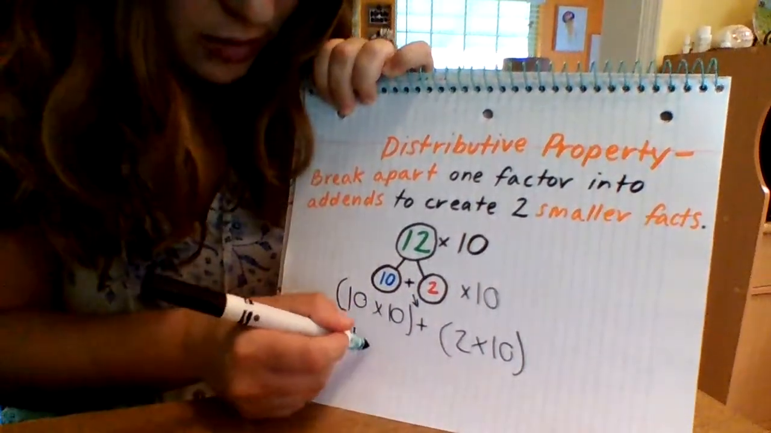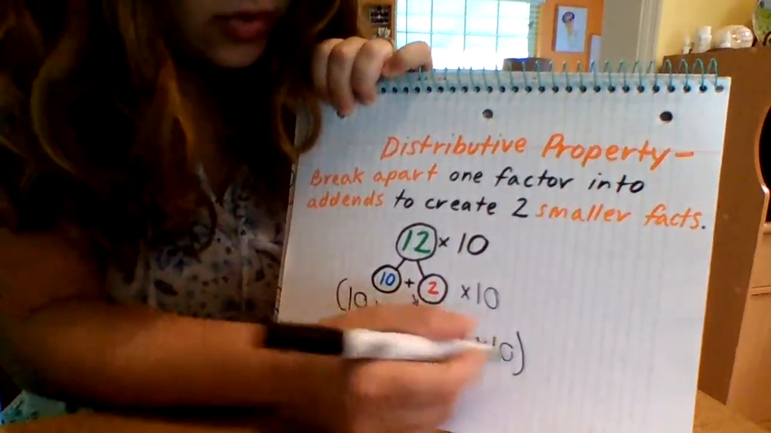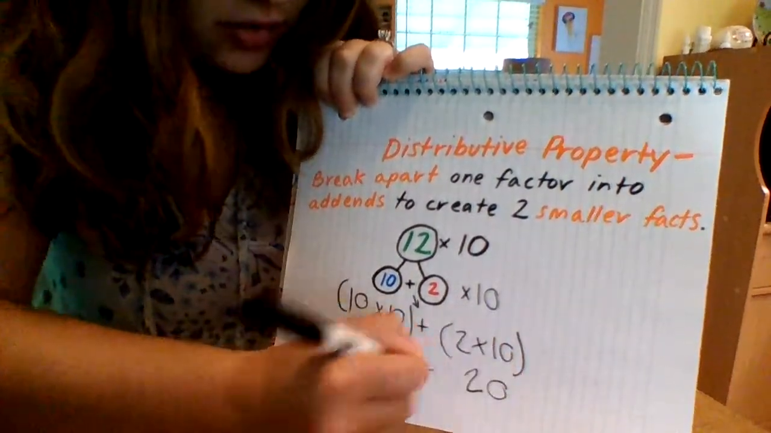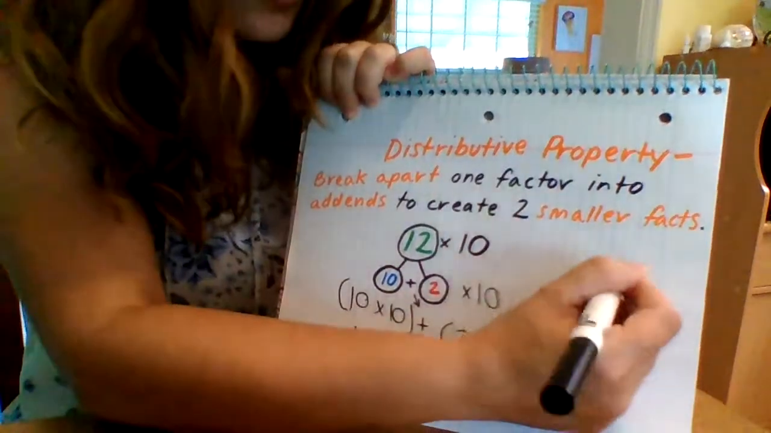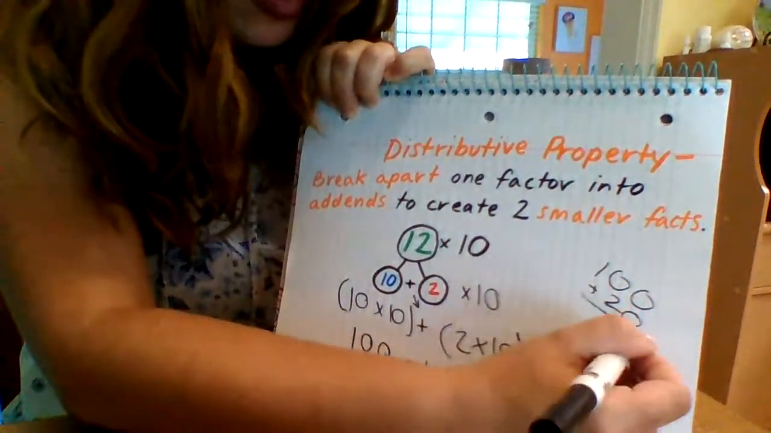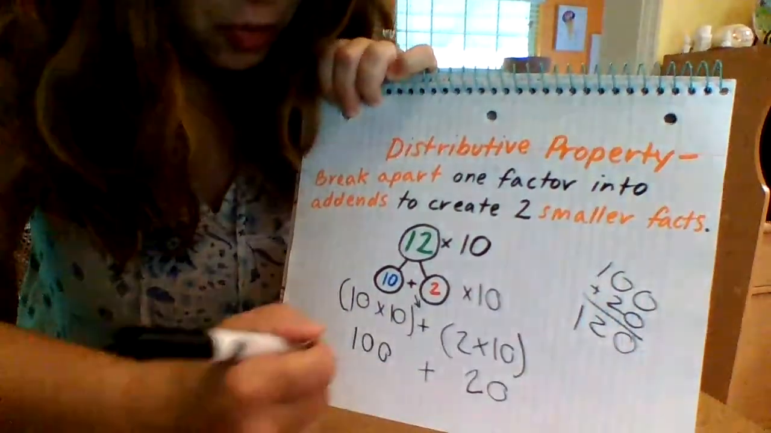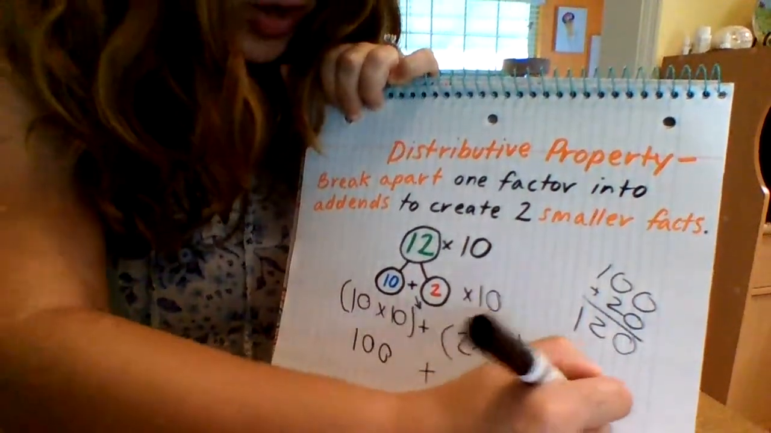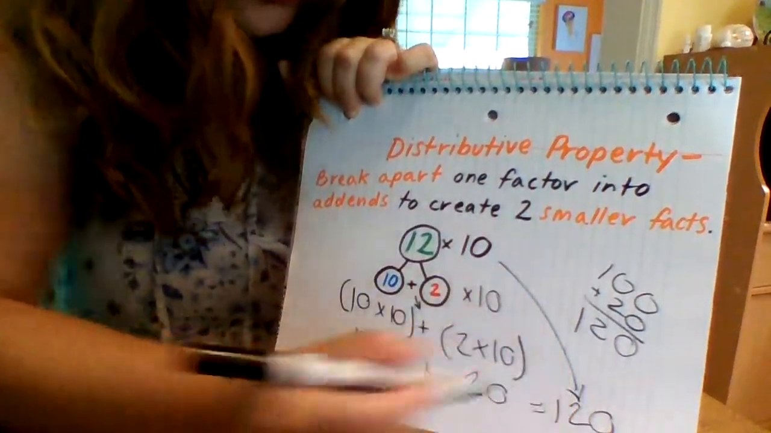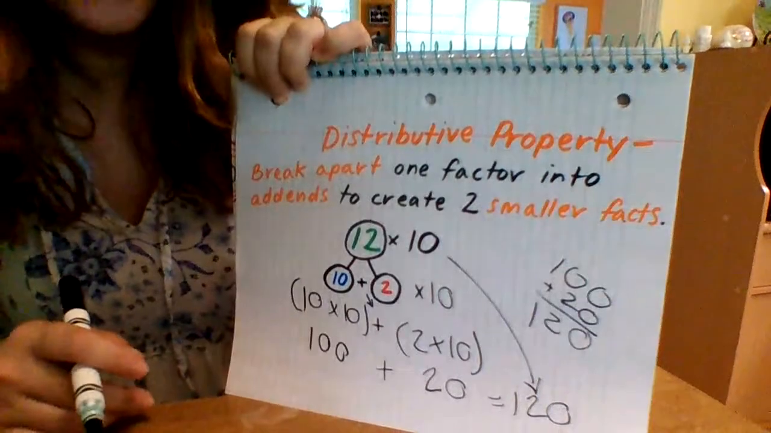10 times 10 is 100. 2 times 10 is 20. 100 plus 20. You can stack that up off to the side. You're definitely going to need paper to do the distributive property. 100 plus 20 equals 120. And 12 times 10 equals 120, right?